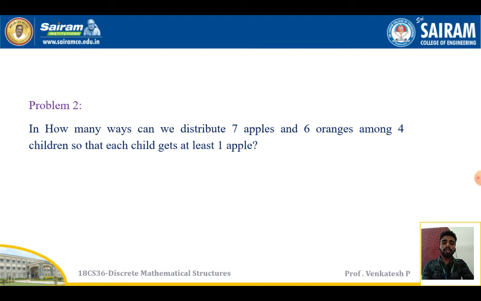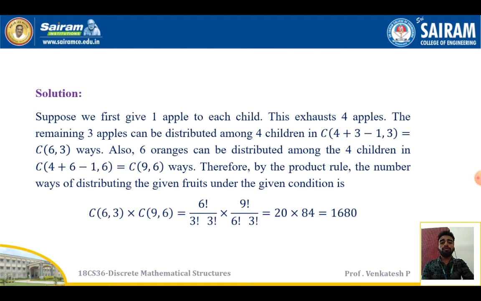So after distributing the 4 apples among all the children, the remaining 3 apples can be distributed among 4 children in combination of 4 plus 3 minus 1 comma 3 ways. So here I will be choosing r is equal to 3 and n is equal to 4, because I'm going to distribute the remaining 3 apples among 4 children. So I can write this as combination of 4 plus 3 minus 1 comma 3, which is combination of 6 comma 3 ways.